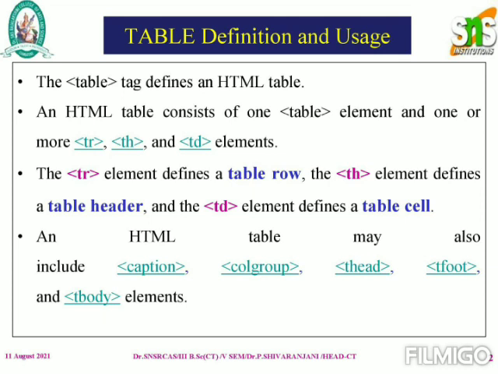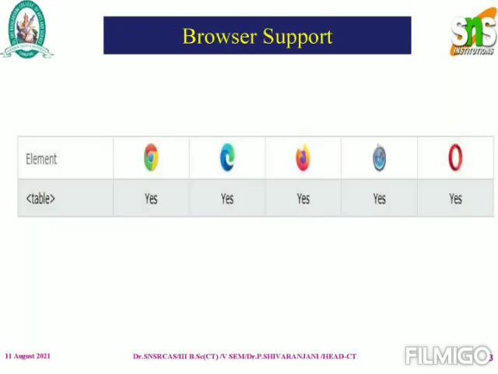The table also includes many things such as caption, column group, t-head, that is your table heading, table footer can also be included, and you can also have table body. These are some of the elements you can include in your HTML tables. Some of the browsers which support the table concept are Google Chrome, Mozilla Firefox, and Opera.